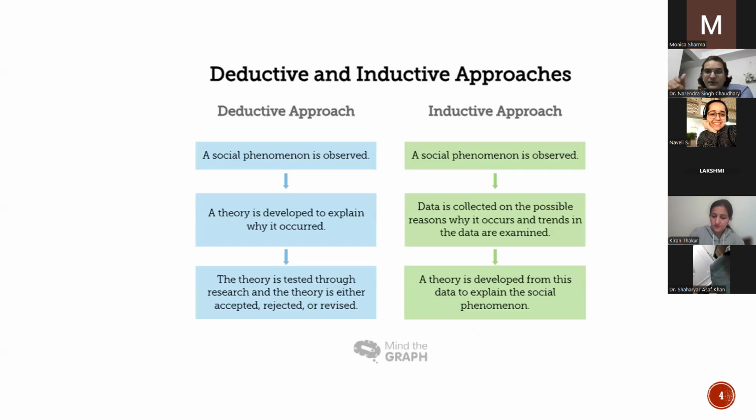So there are two approaches that we largely use. First is the deductive approach. This is where a social phenomenon is observed. See, largely in qualitative research.